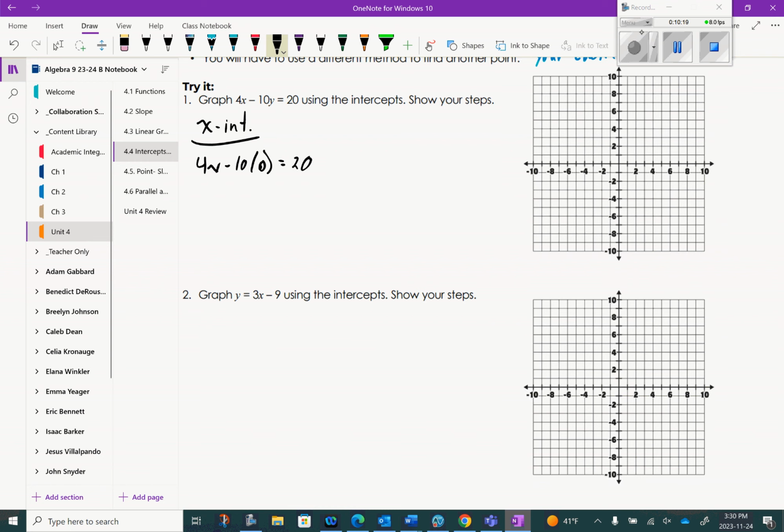Sorry, that's supposed to be a 0. So again, that becomes 0. 4x is equal to 20. Divide both sides by 4. So my x-intercept is the point 5, 0. So that means I'm going to go to the right 5 spaces, and that's the point 5, 0.